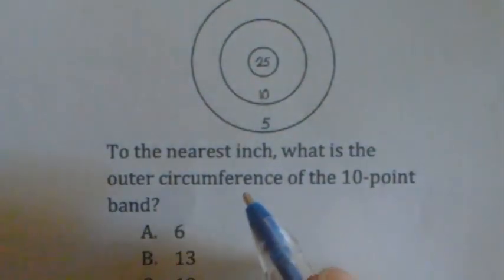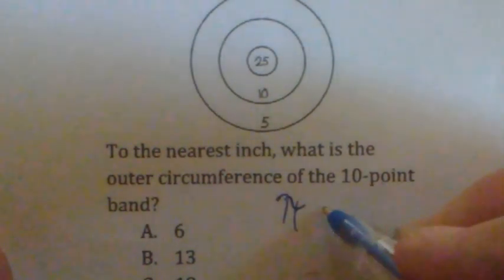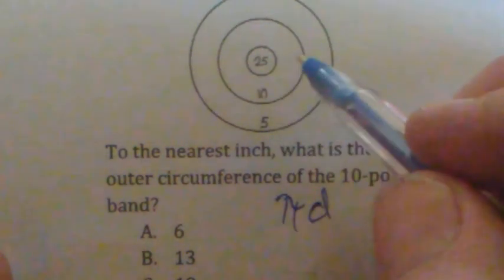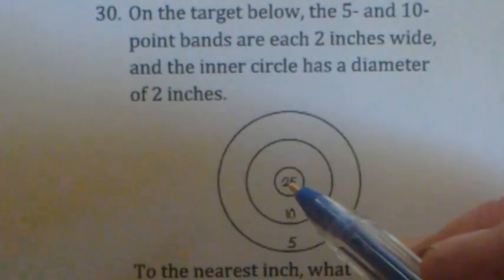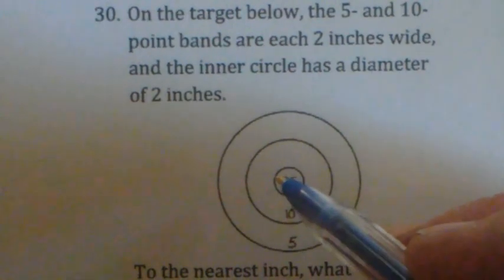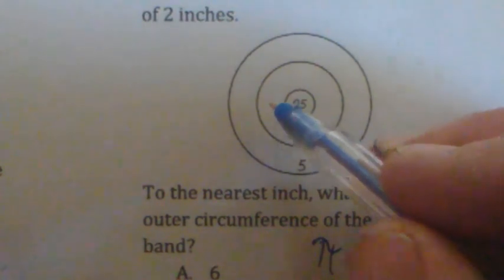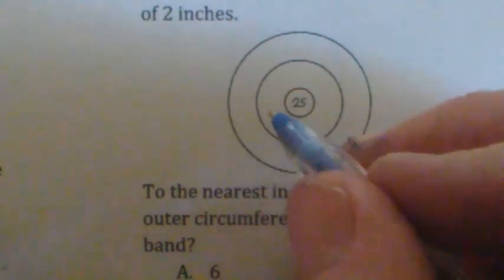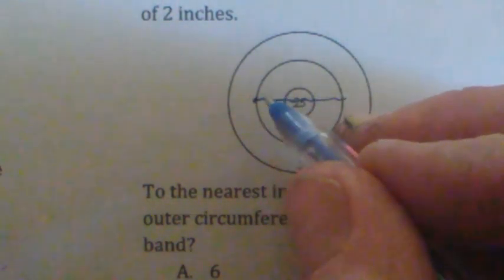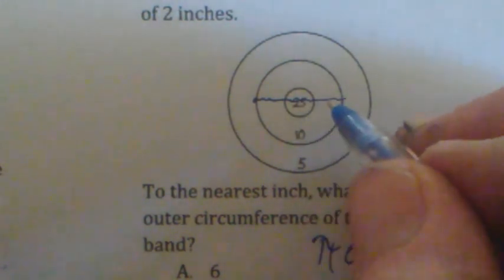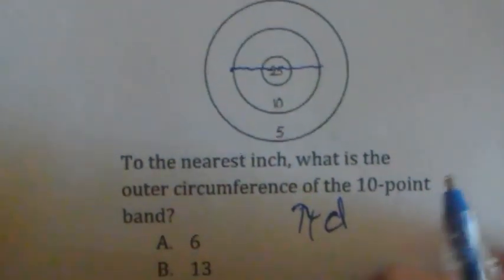So how do you figure out circumference? Diameter times pi. We want pi times the diameter. So we have to figure out the diameter. Now it said the inner circle, the 25 point, is 2 inches wide. The inner circle, that's 2 inches. And each band is 2 inches wide. That means it's 2 inches there, but you also need this over here because you want a diameter going right through. So you get a 2 there, a 2 in the middle, and a 2 there. 2 plus 2 plus 2 is 6. The diameter is 6.